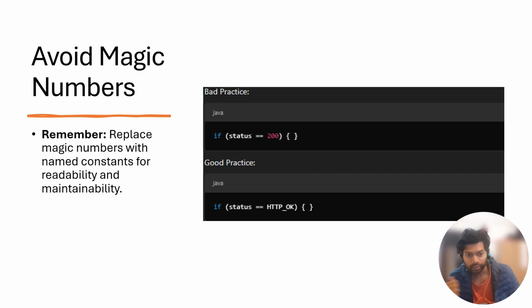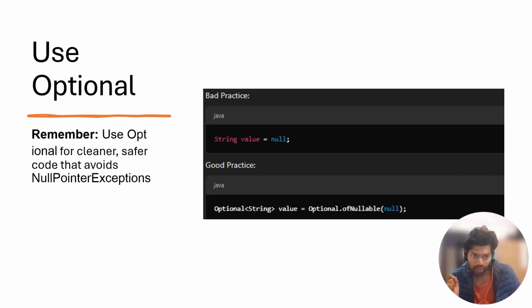Also, assuming you are doing API testing and we want to test that the code should be 200, simply writing status equal to 200 is again not a good practice. For any constant magic number, we should first define it. Maybe we can call this HTTP_OK, assign this value, and then do the comparison. We can use Optional for assigning the null value so that we can avoid the NullPointerException.